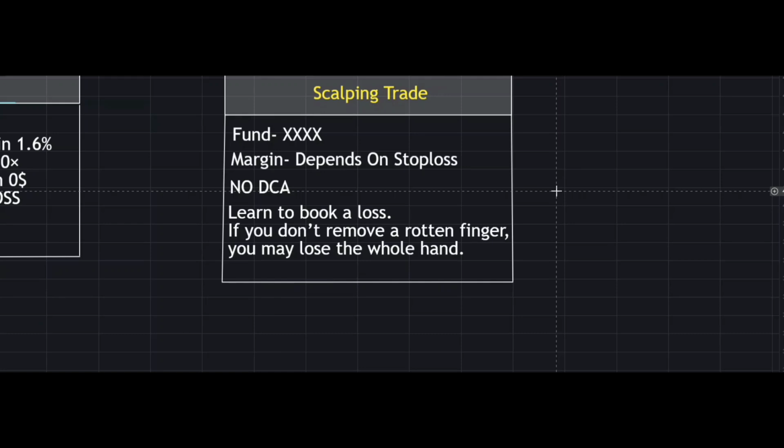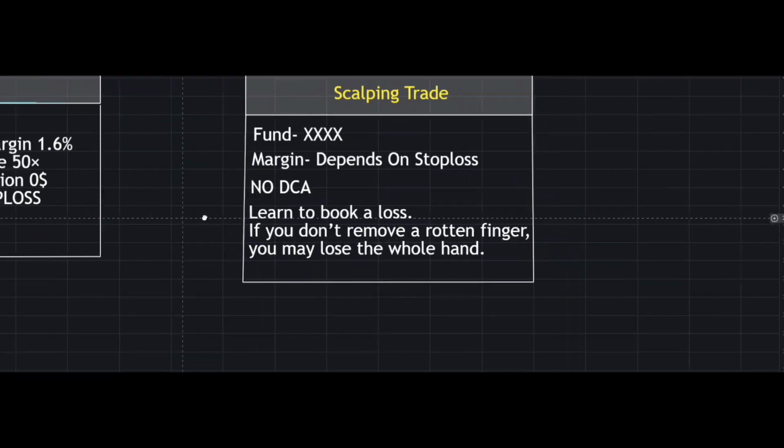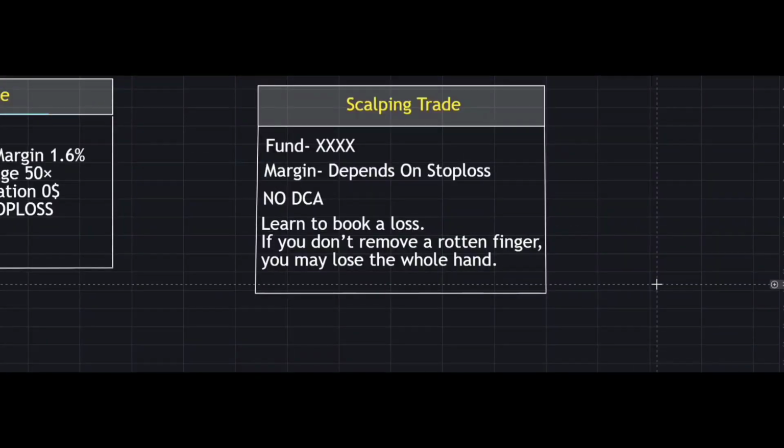The most important thing in scalping trade is the stop loss. By understanding the stop loss, you will decide how much margin you should take in this trade. This is the basic thing. And you can't hold this trade, and you can't do any DCA in this kind of scalping trade. In position trade, it is not necessary whether you use a stop loss or not. But in scalping trade, it is the main basic thing of the trade.